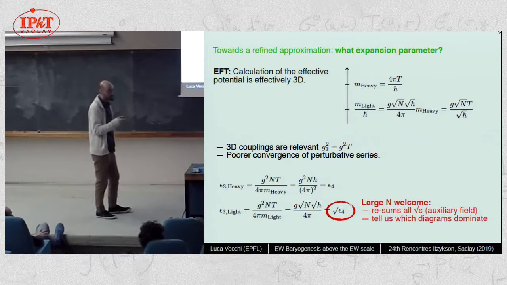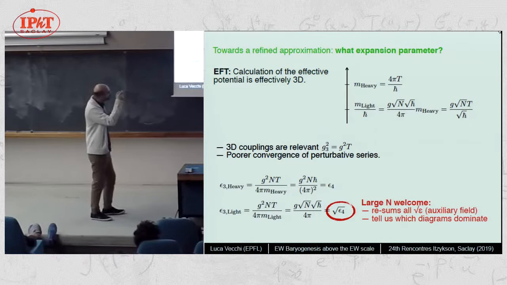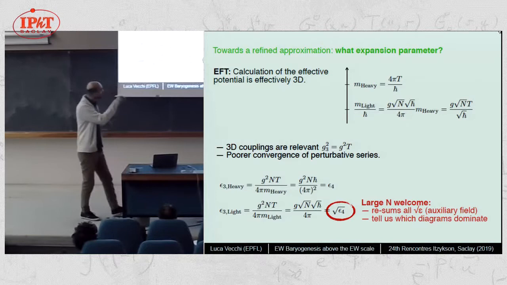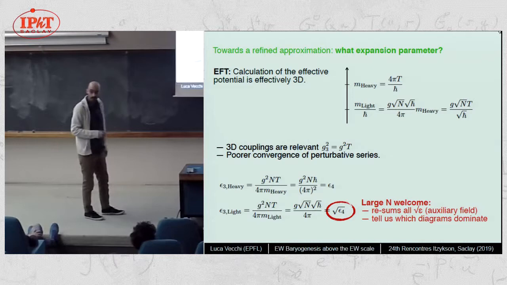This is actually very similar to what we saw yesterday from Leonardo Senatore in dS. It's completely analogous if you look at static quantities. You have a Kaluza-Klein mass controlled by the temperature, 4 pi T, and then you have light states. These light states have a mass that is a loop factor smaller than the Kaluza-Klein mass, which is nothing but the Debye mass. And because this is a three-dimensional theory, something important happens: the couplings can be relevant. So the quartic coupling becomes a relevant coupling, okay?